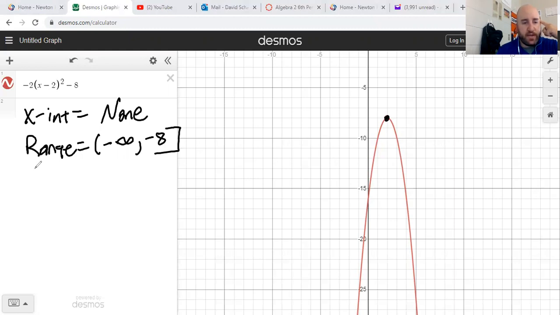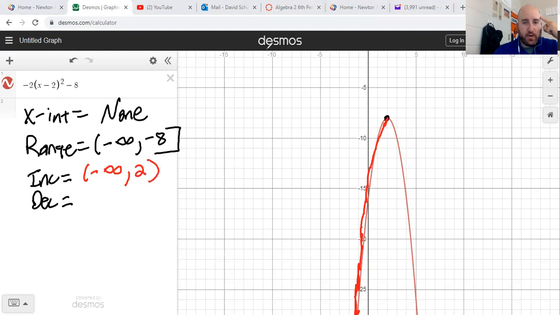My intervals of increase or decrease. Again, I still have one interval of increase, one interval of decrease. Now, my interval of increase just happens to be first because as I'm going right, now I'm going up. So my interval of increase would be -infinity to 2. My interval of decrease would be 2 to +infinity.